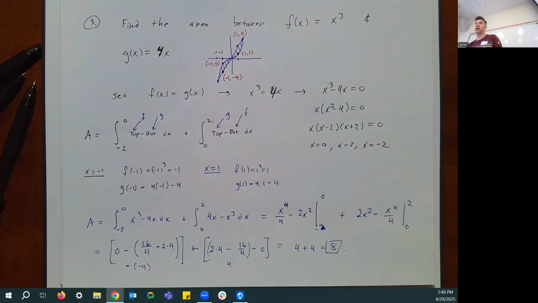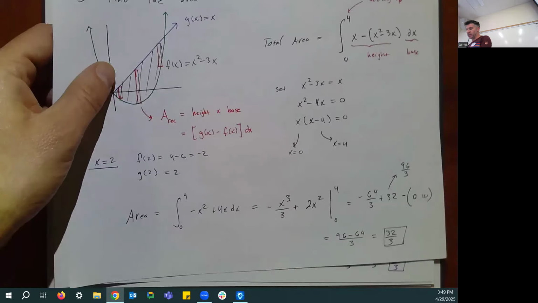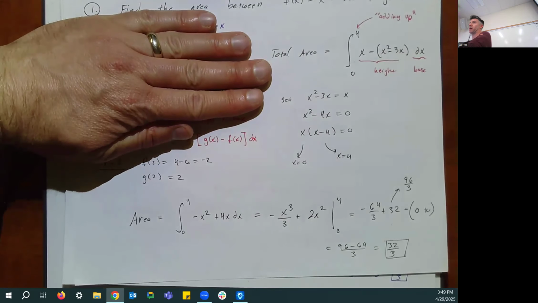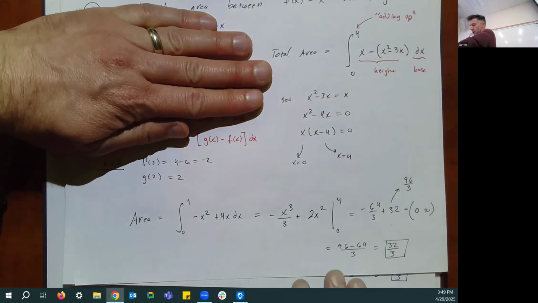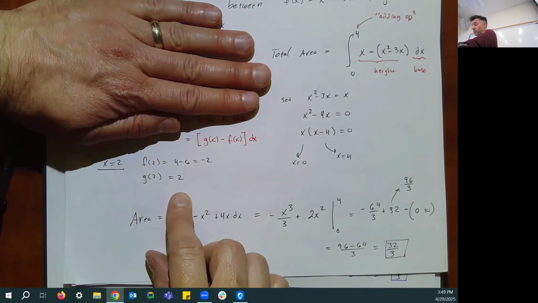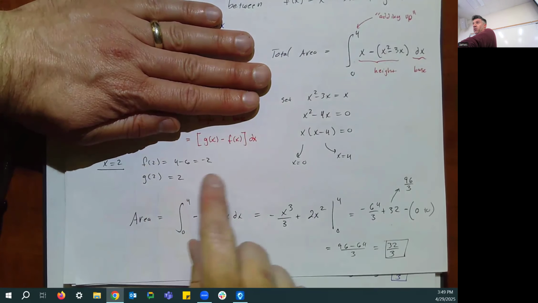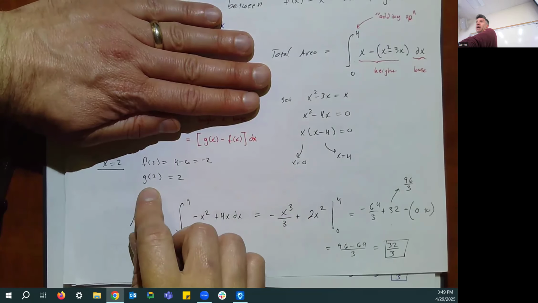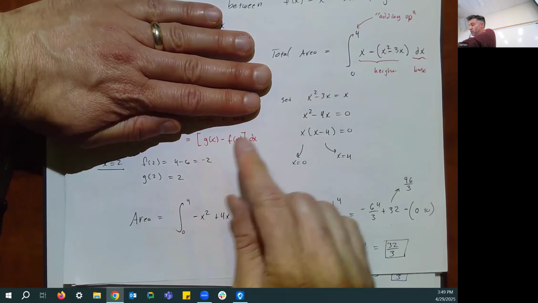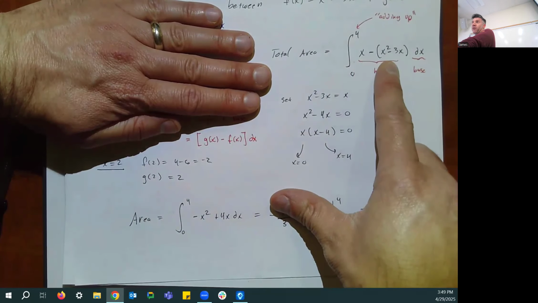Just like we could have done with our very first area example, where if we hadn't drawn this picture at all, we could have said which one was on top by saying, oh, well, f of 2 is -2 and g of 2 is +2. So between 0 and 4, g is the higher up function or the top function. That's why we did the integral of g minus f instead of f minus g.